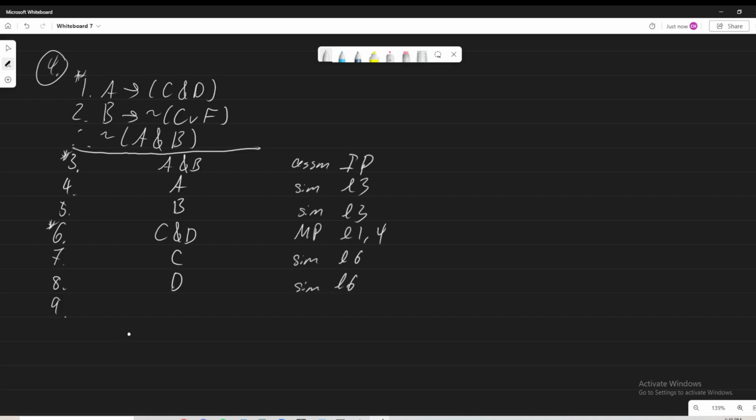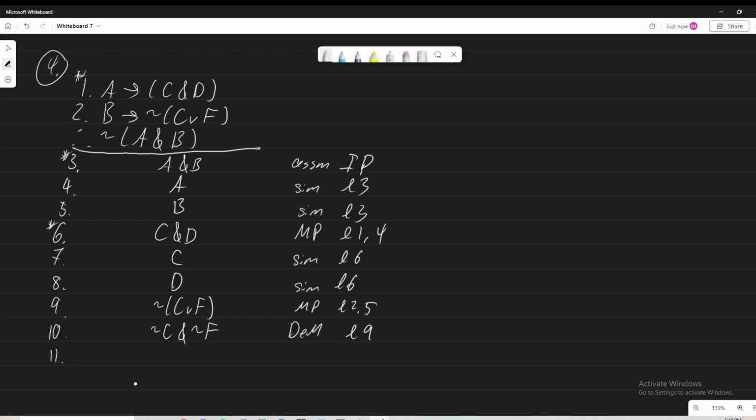Great. Now I can go to line 2 and do modus ponens there with that B in line 5. That'll get me not C or F. Now, we can't do anything with this immediately, but notice it's a negated disjunction, which means we can use De Morgan's law to change it into a positive conjunction, which in this case will be not C and not F. That was De Morgan's on line 9.